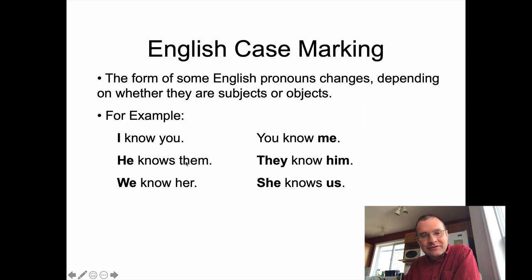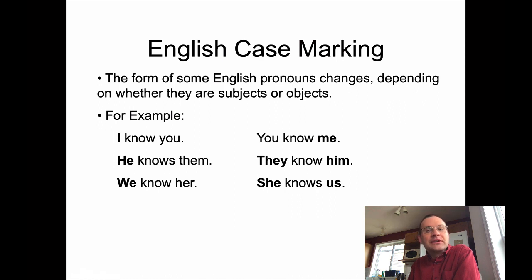Them is the objective for third person plural, when you have more than one person you're talking about. You can flip that around to get they know him. So these are different forms, basically the point of this. We know her, she knows us. Her and she are the two pronouns for the third person feminine singular. We and us for first person plural, so on and so forth.